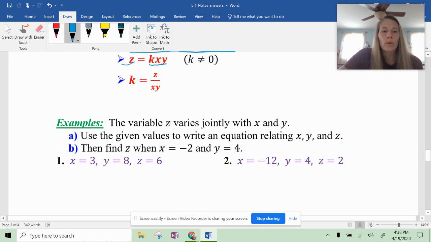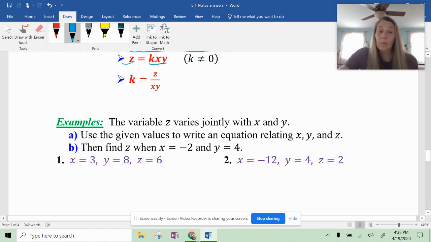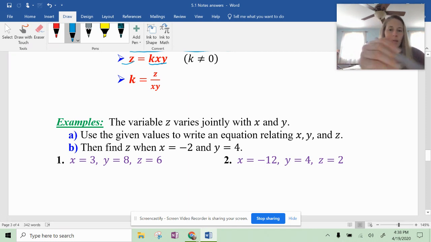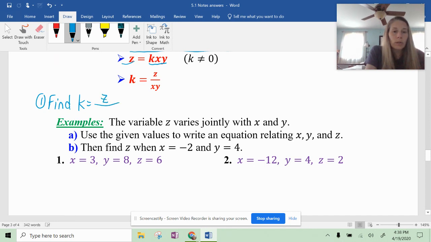Okay, so let's do those 3 steps we did with the inverse variation, but now we're going to do them with the joint variation. So again, the first step is going to be to find your k. And in this case, you're always going to find the k by taking whatever that z value is, the one that's by itself, and you're going to divide it by the product of whatever other values you have there.